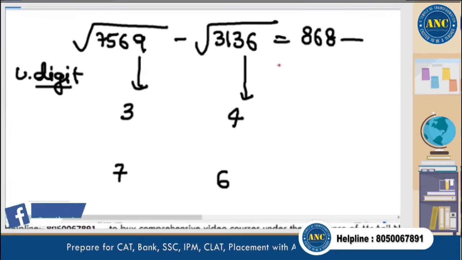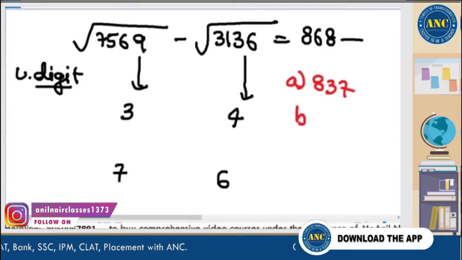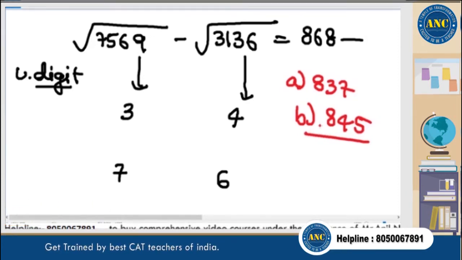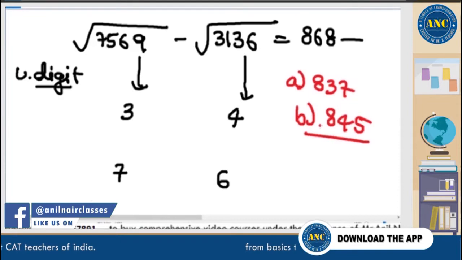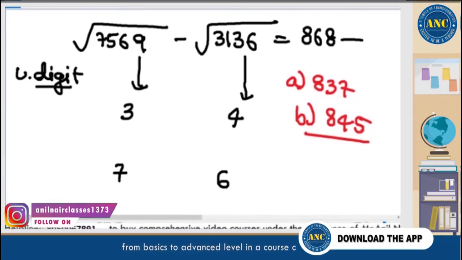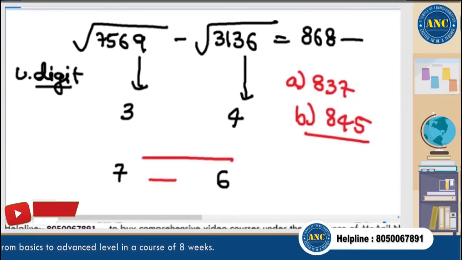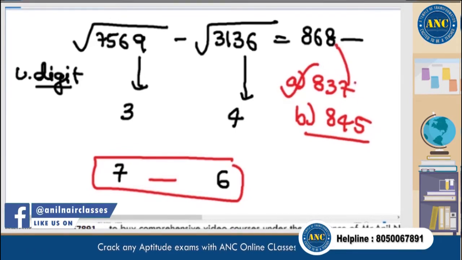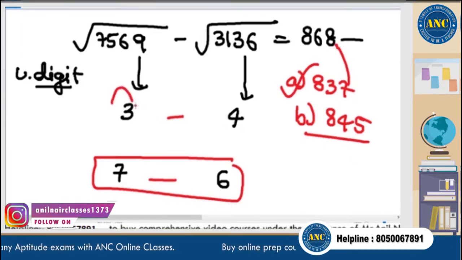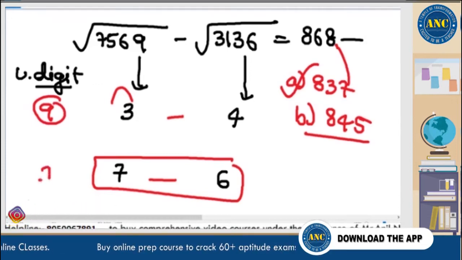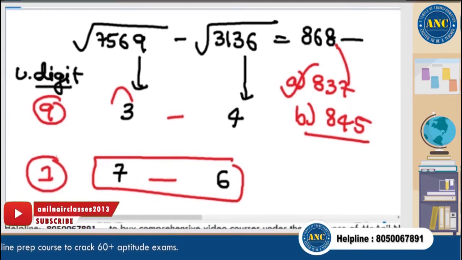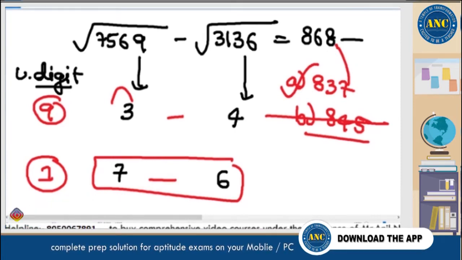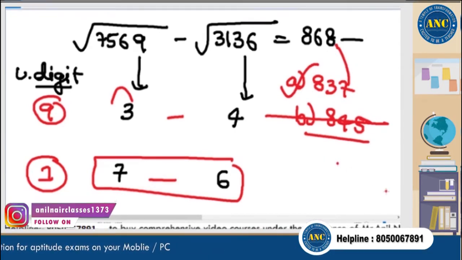So, what are the options we are left with? We are left with 837 and 845. Now if you see, 7 minus 6, 1. 1 is a possibility. 8 minus 7, 1, is a possibility. What is 8 minus 5? 3. Is 3 a possibility? 10 carried, 13 minus 4 is 9. 7 minus 6 is 1. The answer's unit digit should be 9 or 1. By taking 845, I am not getting that unit digit. I hope the answer is 837.